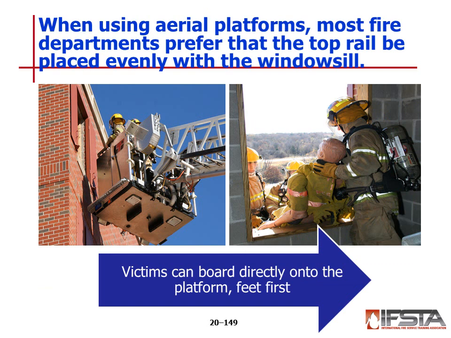When using aerial platforms, most fire departments prefer the platform be placed so the top rail of the platform is even with the windowsill. Victims can board directly into the platform feet first. An alternative is to position the platform so the access gate through the platform railing is adjacent to the window opening. Open the gate and assist victims entering the platform. This may not be possible depending on the design of the aerial platform.